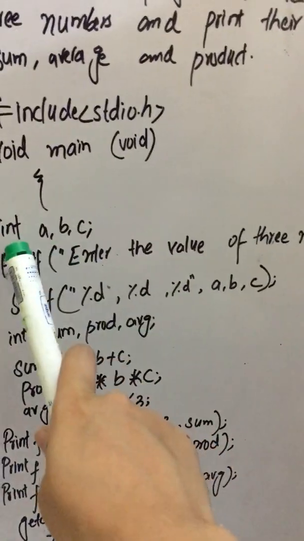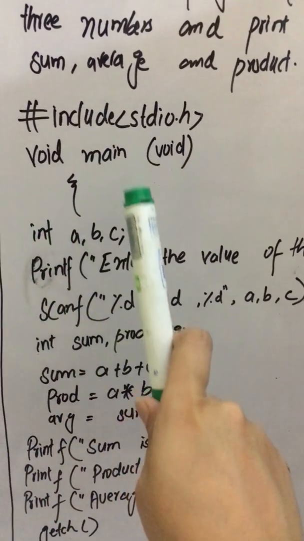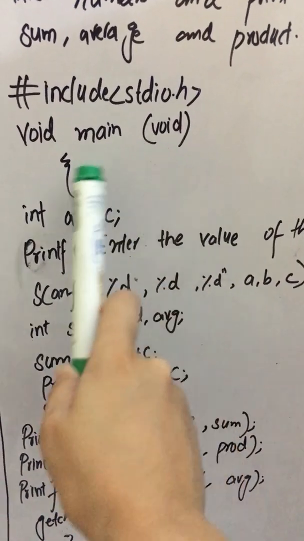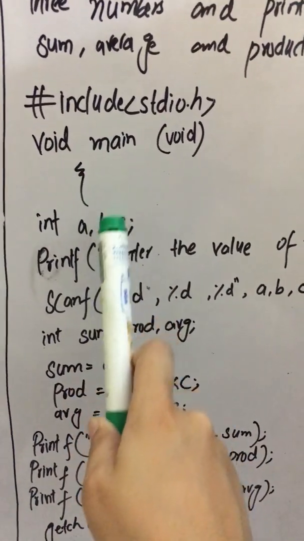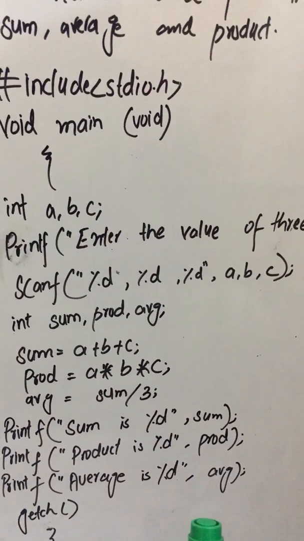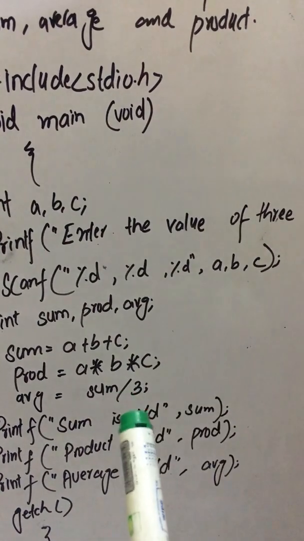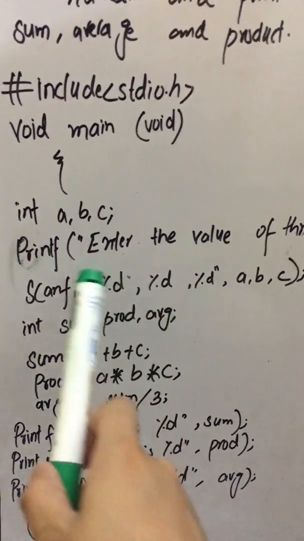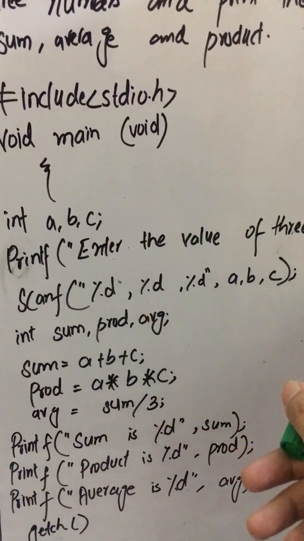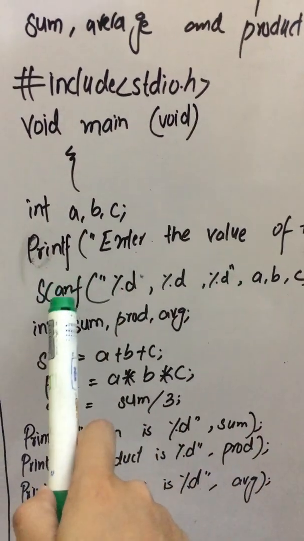We already know about int. Int stands for integer a, b and c. That means we have given the variable names a, b and c. We have three variables with the names a, b and c respectively. Now the printf function. In a previous lecture I gave you an example of what the printf function is and how to use it. So the printf function is going to print on the screen: enter the value of three numbers. And the user will enter the three values with this scanf function.